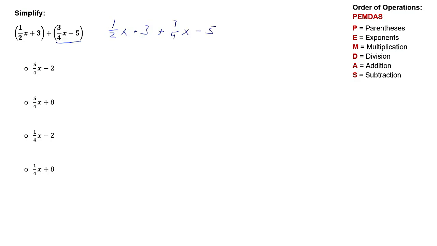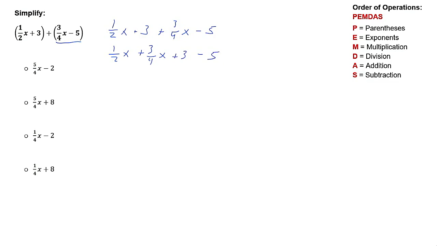And to make it even easier, we could just rewrite it grouping things together. So 1/2 x plus 3/4 x, so that way we have the two parts that have an x and a coefficient together. And then we can put our constants together, plus 3 minus 5. And now we just work through solving this.